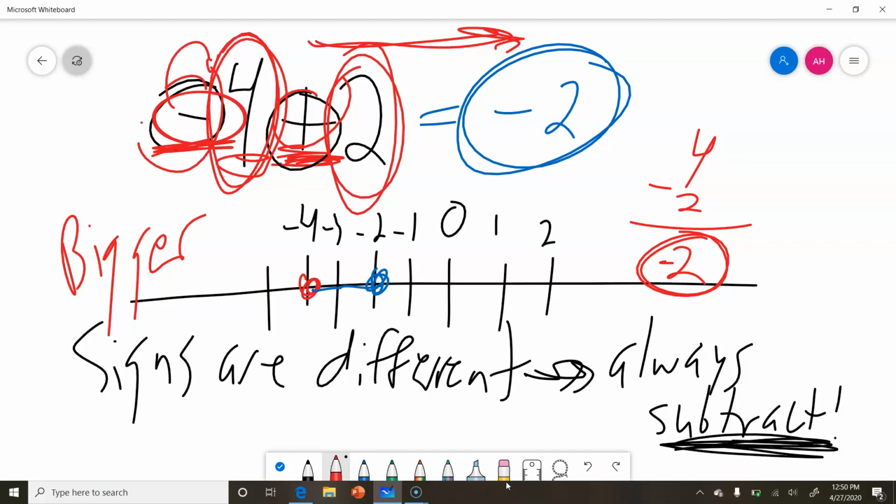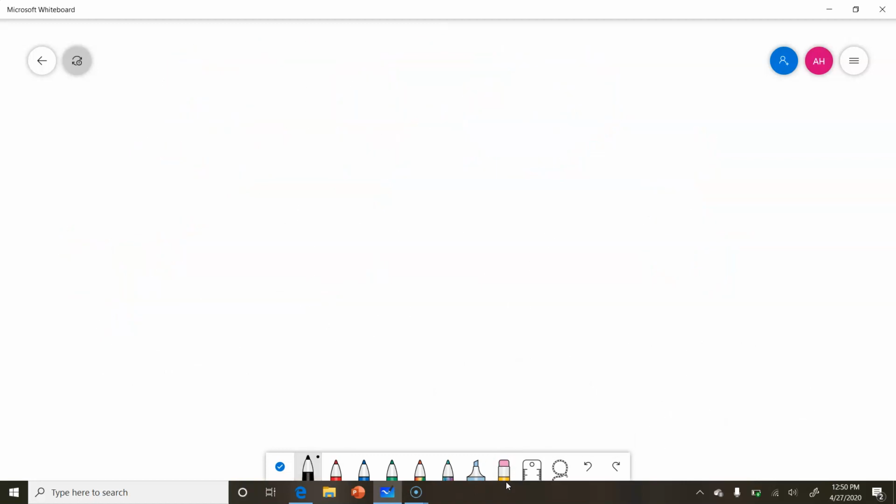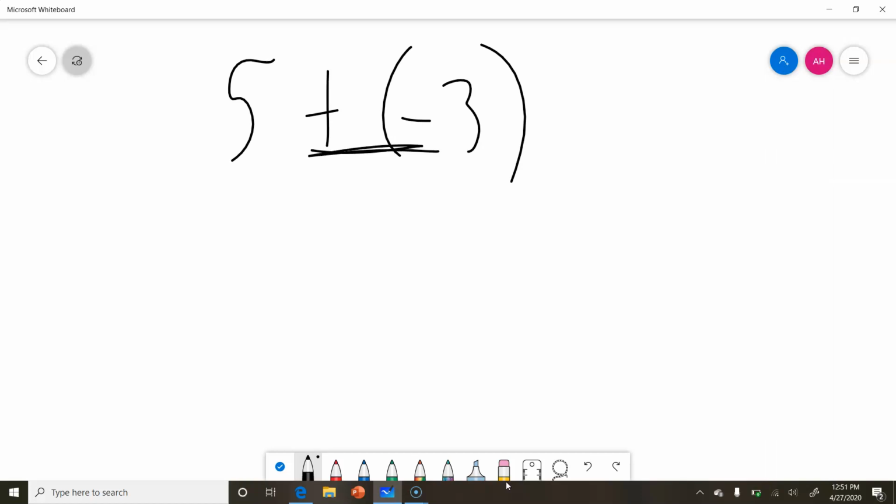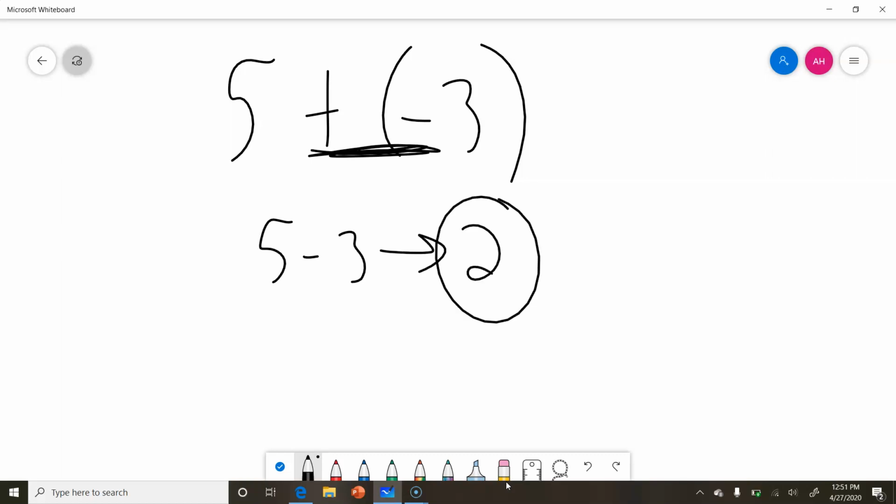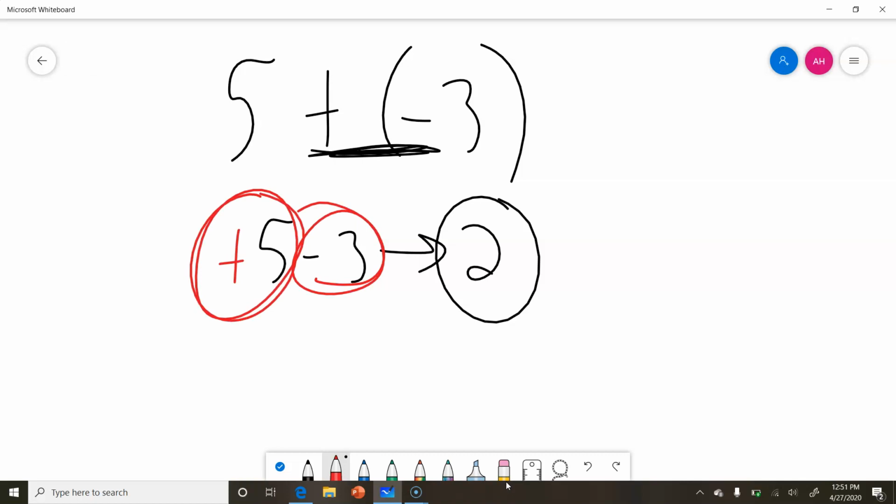Okay, so let's do another one. What if I have 5 plus a negative 3? Now, in this case, all I would do is I convert this right here, this plus and minus, to a minus sign. What is 5 minus 3? Well, you can do that in your heads. That's 2. Now, why was that positive 2? Well, look right here. This negative 3 was smaller than this, there's a hidden plus sign right there, smaller than the plus 5. So that's why the answer is plus 2. We don't have to write the plus. We just write it as 2.